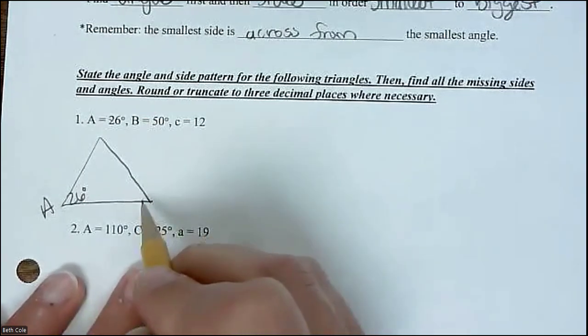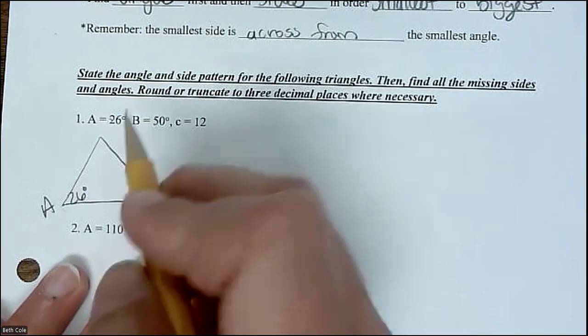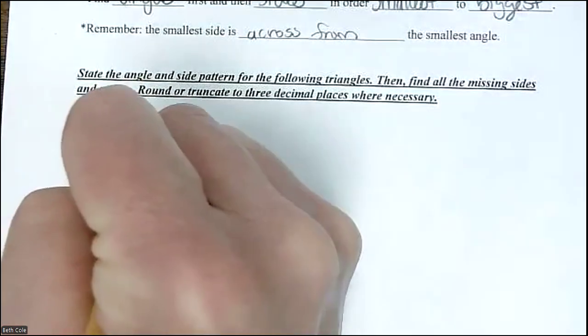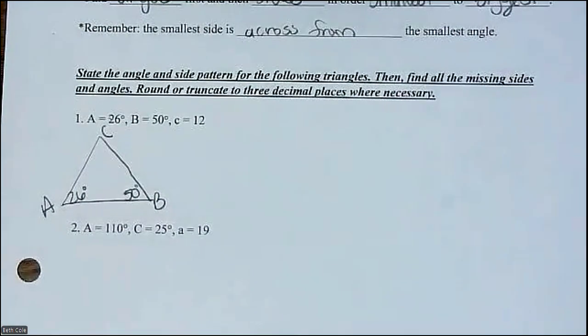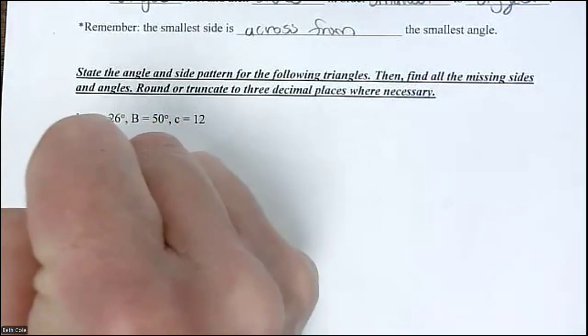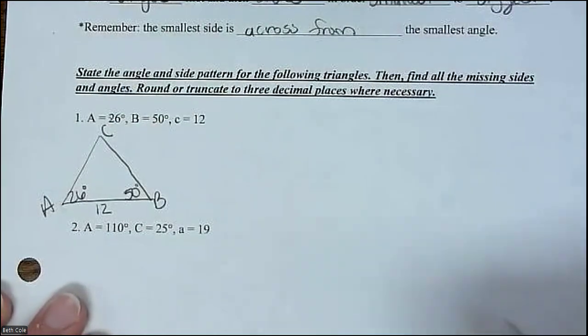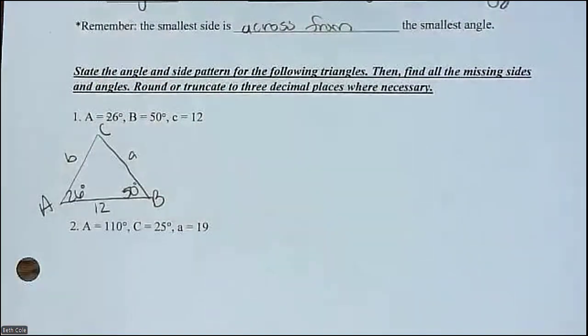Then go to the bottom right. What's the next one we were given? B. So put B there. B is 50. And so C has to go at the top. So start at the bottom left, go to the bottom right, and then go to the top. And then we have to have one side. We have baby C, which is 12. So 12 goes there. Baby A goes across from angle A. Baby B goes across from angle B.